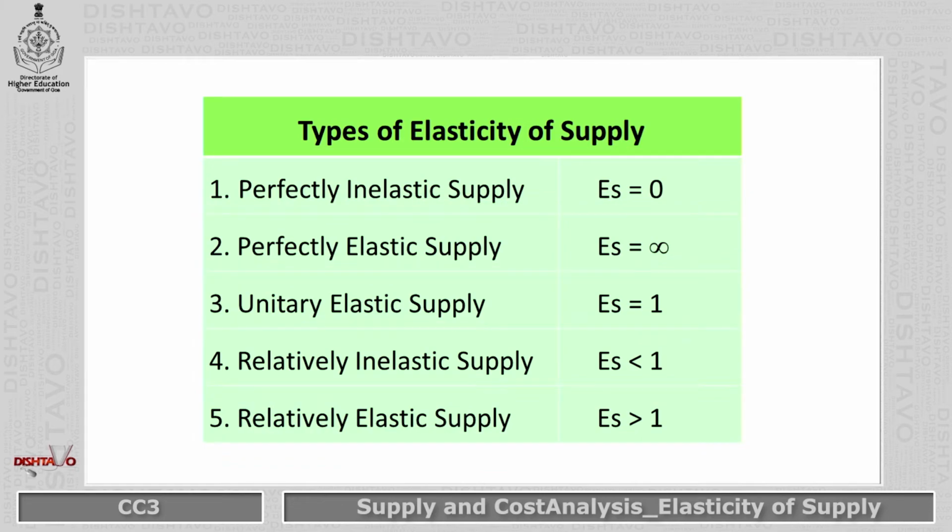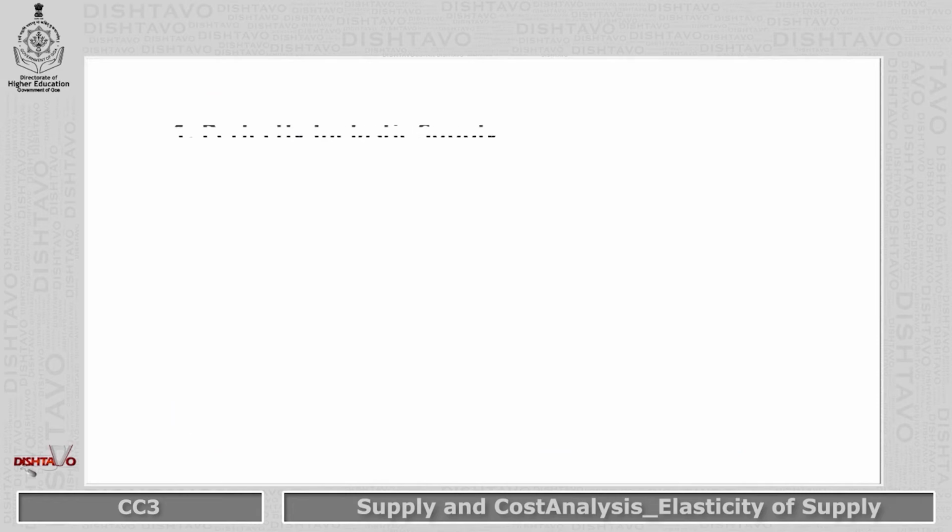Now, there are various degrees and types of elasticity of supply. Here we see 5 types of elasticities of supply. Perfectly inelastic supply, symbolically represented as ES is equal to 0. Perfectly elastic supply, symbolically represented as ES is equal to infinity. Unitary elastic supply, symbolically represented as ES is equal to 1, relatively inelastic supply ES less than 1 and relatively elastic supply ES greater than 1.